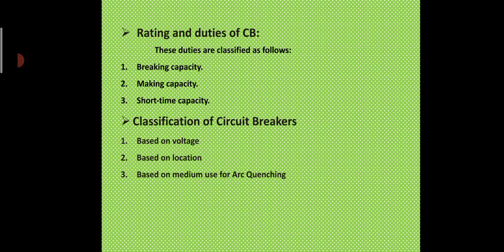Making capacity. Many times it happens so that the circuit breaker has to be closed in the short circuit conditions. Electromagnetic force are working at this time and the circuit breakers has to become on in these situations. This force is proportional to the square of the instantaneous value of current at the time of closing. So for making capacity, peak value of current is taken instead of the RMS current.